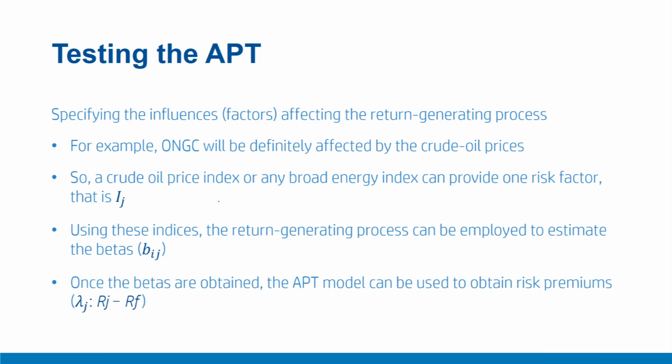For example, let's take the case of ONGC. Crude oil prices affect ONGC and a number of similar securities that are part of the oil and gas industry, and therefore any broad energy index that captures the movement in crude oil prices can provide one such risk factor Ij related to the oil and gas industry. Similarly, various such indices such as inflation, interest rates, and so on can be decided, and in the return generating process, these Ijs can be specified to obtain estimates of sensitivities of the security towards these factors Ij. So these Bijs are the sensitivities of the security towards these pre-decided or specified factors such as the oil and gas index, inflation, and so on.